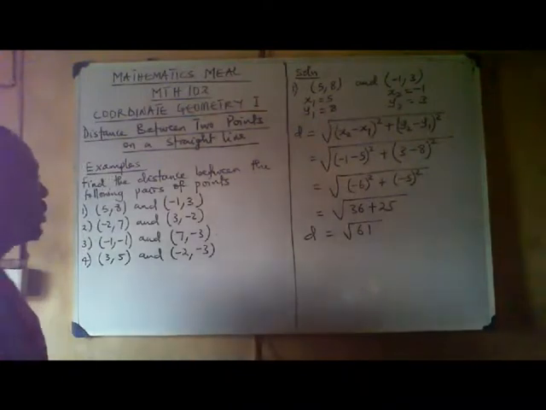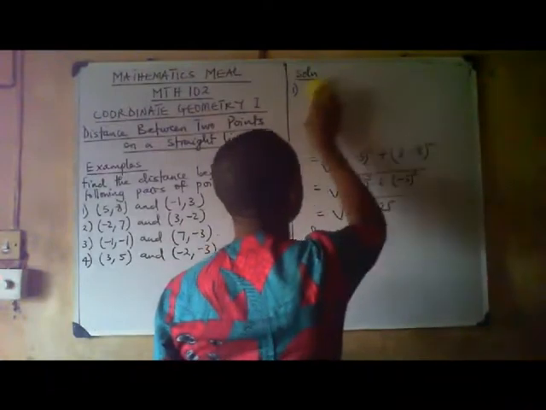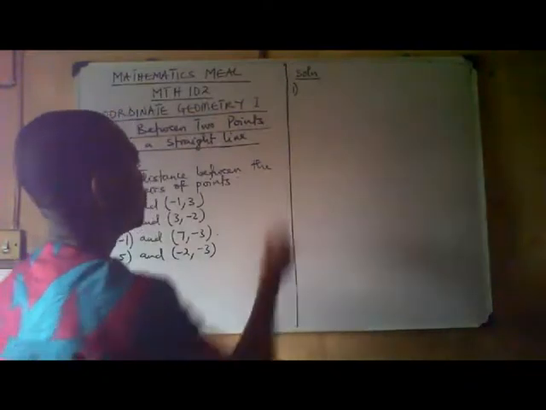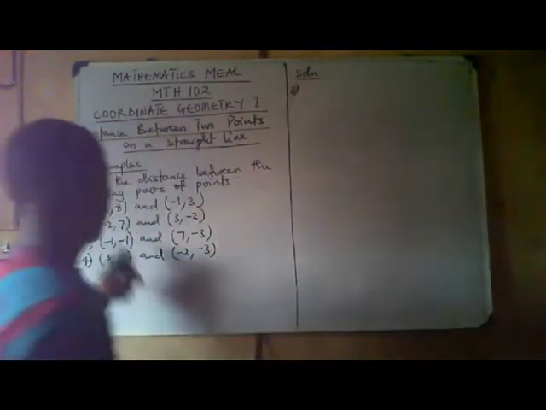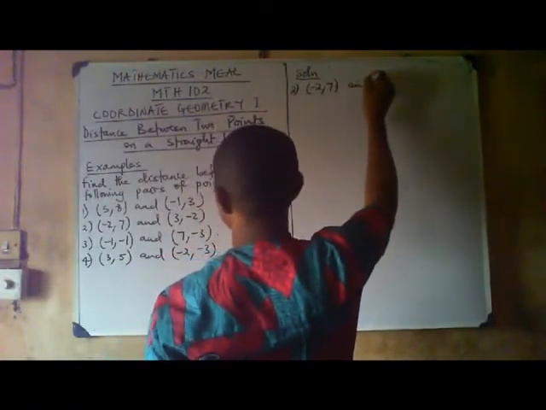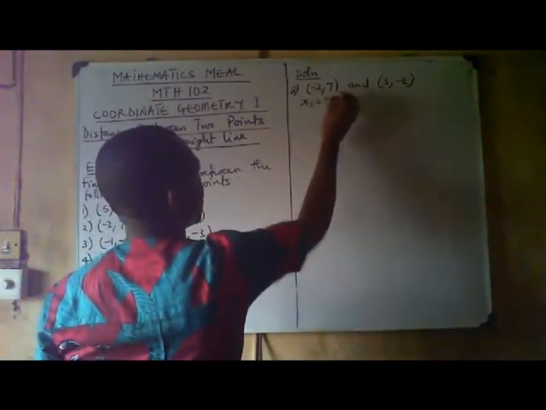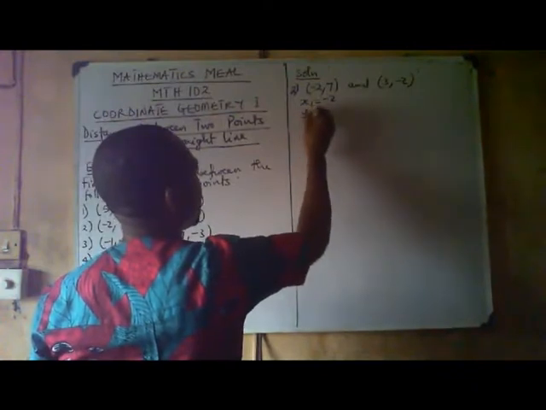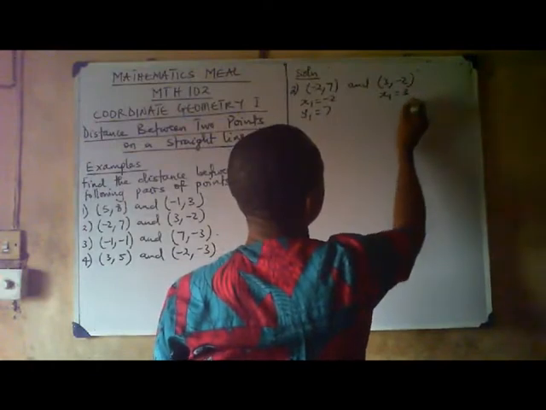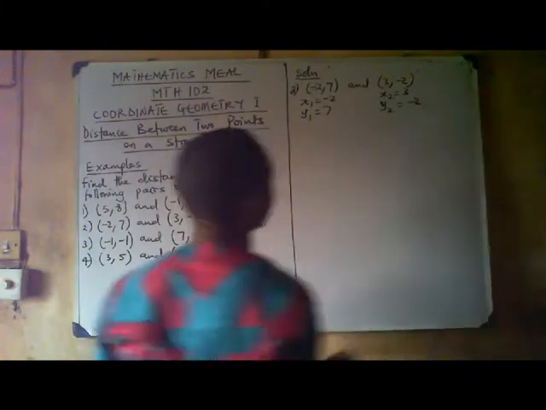Question number 2. All these are just very simple. All we need to do is simple substitution, and then boom, we are okay. So let's look at 2. We have (-2, 7) and (3, -2). So our x1 is minus 2, our y1 is 7. Then our x2 is 3, and our y2 is minus 2.